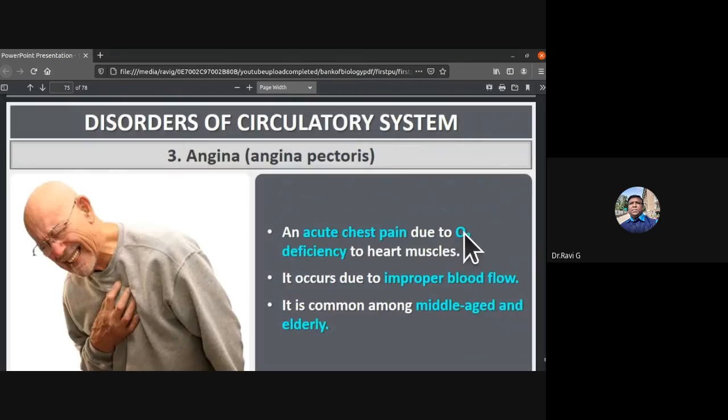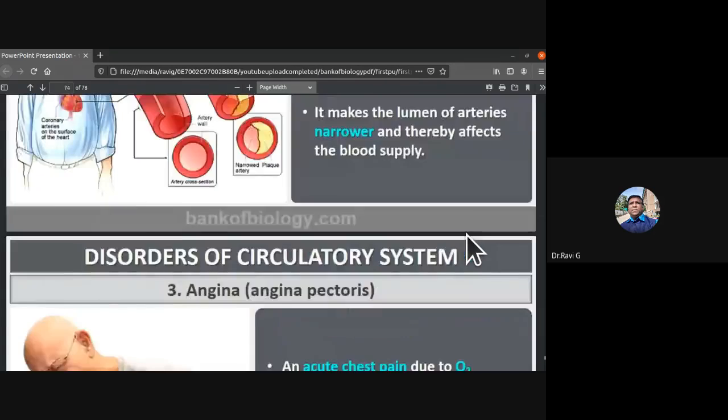Angina pectoris is an acute chest pain due to oxygen deficiency to the heart muscles, especially in the left limbs, where the pain continues. It occurs due to improper blood flow. It is common among middle-aged and elderly people.